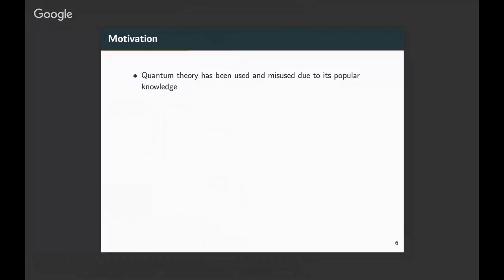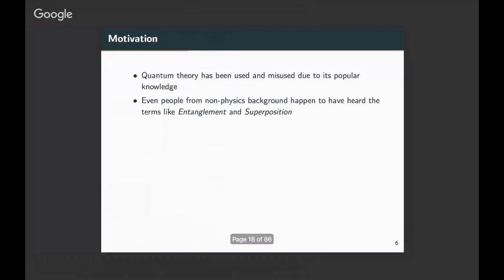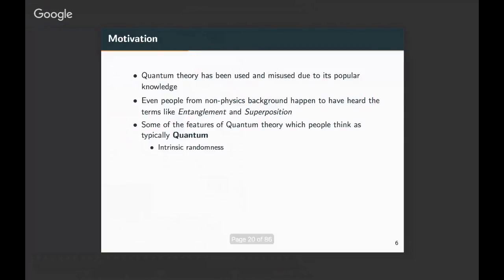So quantum theory has been used and misused due to its popular knowledge that we all know. Even people from non-physics backgrounds have heard terms like entanglement and superposition, and they will talk about various things about this. Some of the features of quantum theory which people think of as typically quantum are like intrinsic randomness.